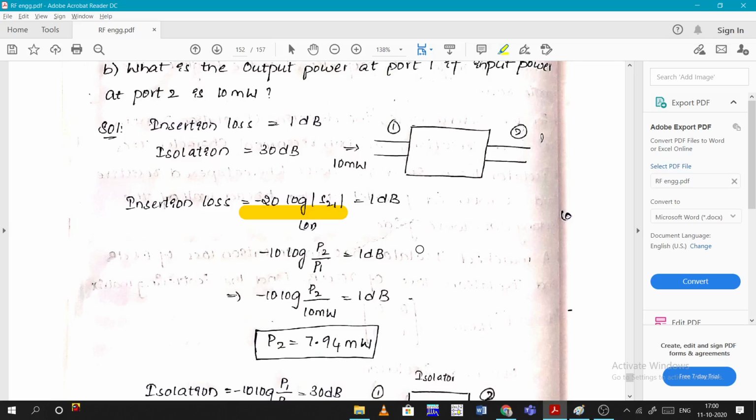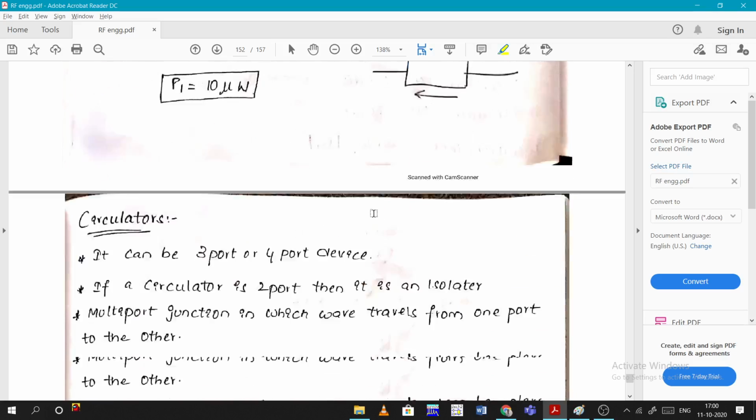Insertion loss can be related to a kind of transmission: when I give an input to the first port, what is the output at the second port, or if I give an input to the second port, what is the output at the first port. As we are given an input to the first port, we are finding only S21. If in the question the input is given to the second port, then we will find S12. That's all.